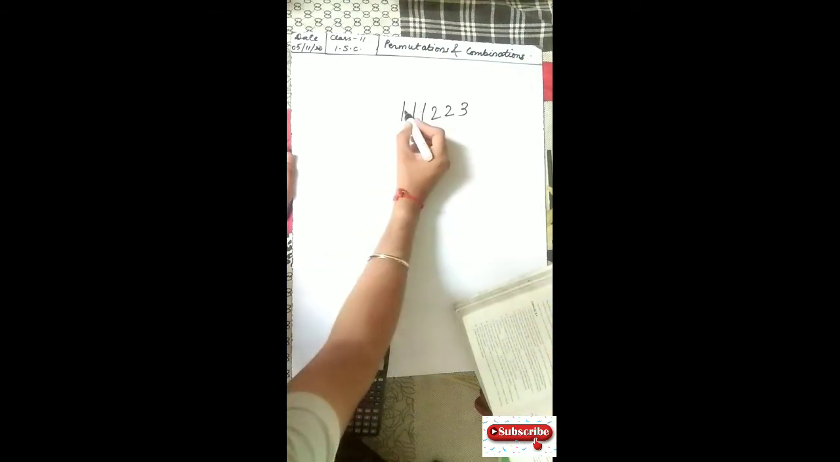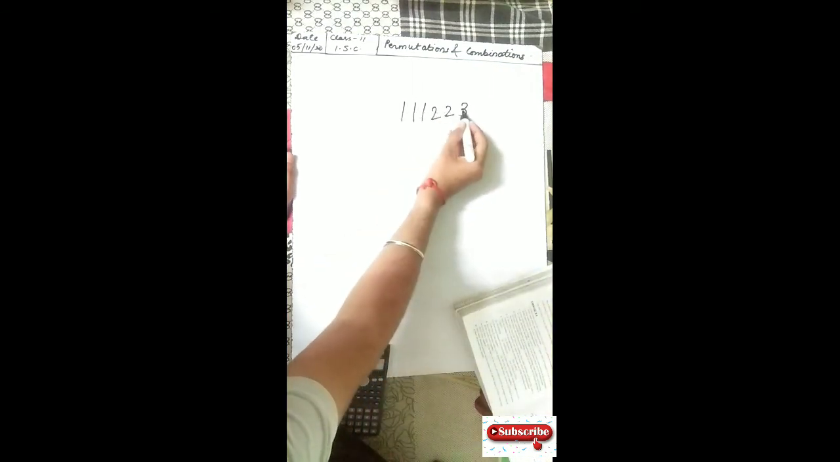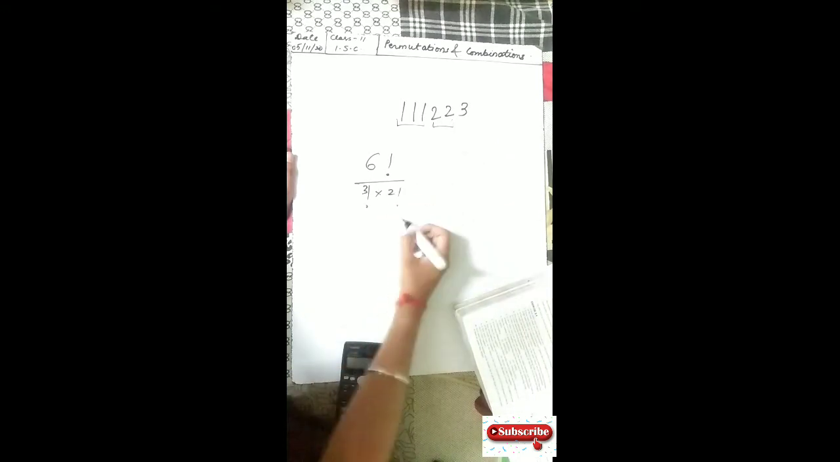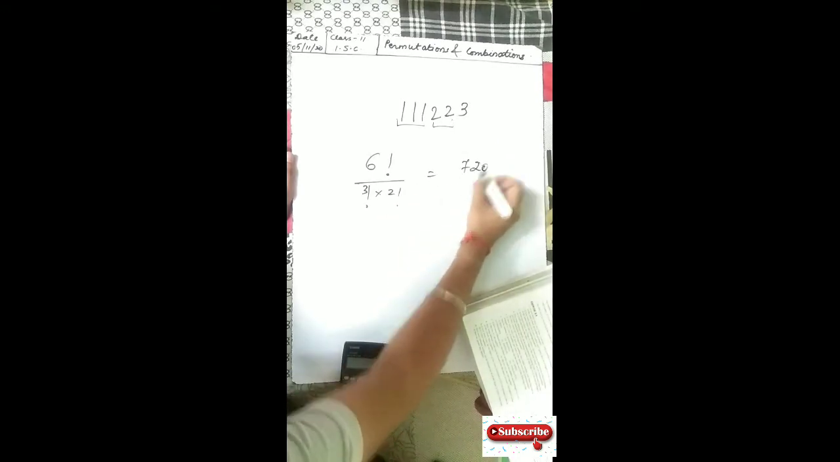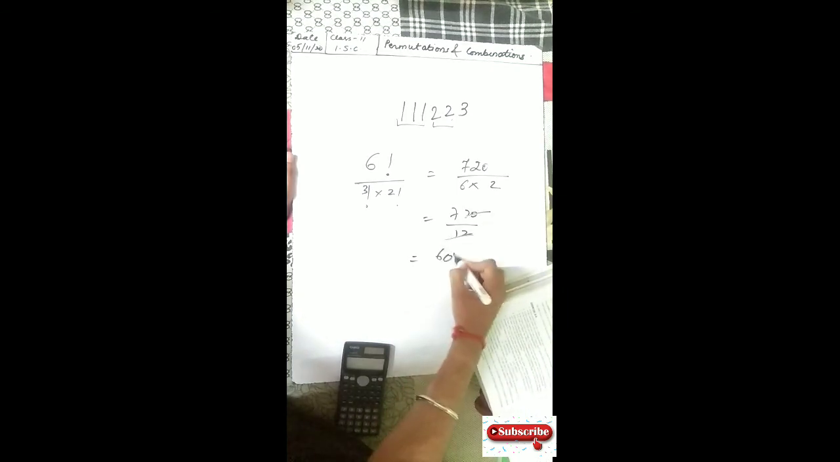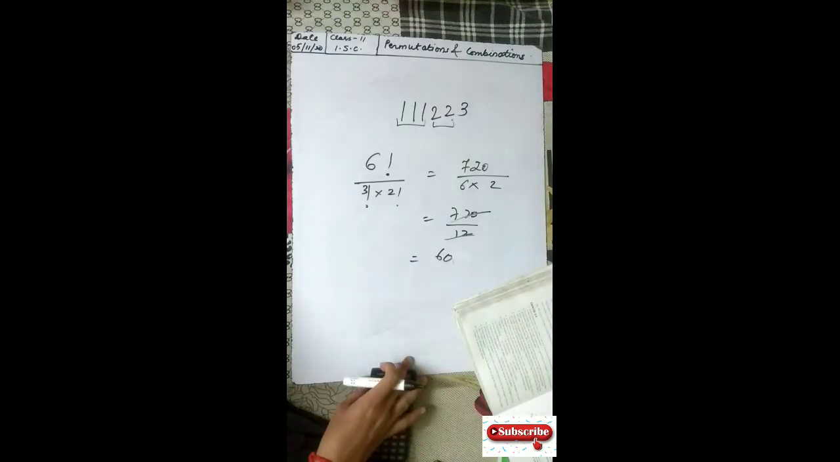So there are a total of 1, 2, 3, 4, 5, 6 digits. So total 6 factorial upon how many are alike? These 3 are alike, so 3 factorial. These 2 are alike, so 2 factorial. 6 factorial is 720. 3 factorial is 6 into 2. So 720 divided by 12. This is 60. So 60 numbers we can form with the help of these digits.